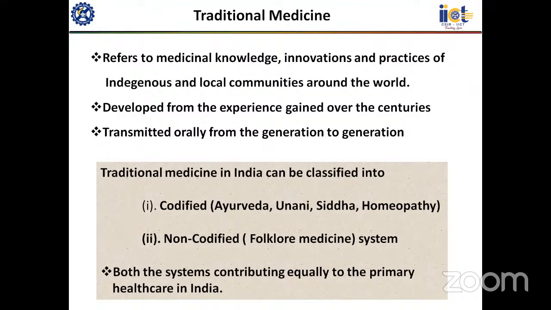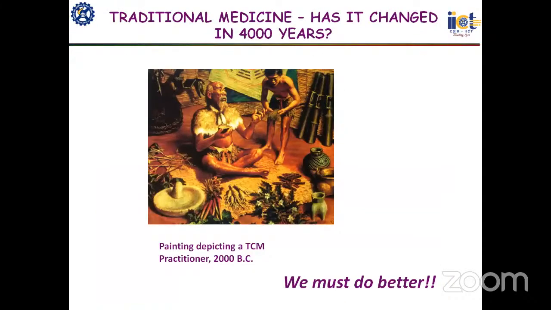That knowledge was rooted in their culture and formed traditional medicine. As such, we can speak of Chinese traditional medicine, Indian traditional medicine, and South African traditional medicine. All of these traditional medicines were formed like that. In India, particularly, traditional medicine can be classified into two categories: a codified system and a non-codified system, that is the folklore system, which the majority of tribal people utilize. There is no scientific validity or regulatory oversight there. Both systems contribute equally to primary health care in India. This traditional medicine has been serving mankind for the last 4,000 or more years.